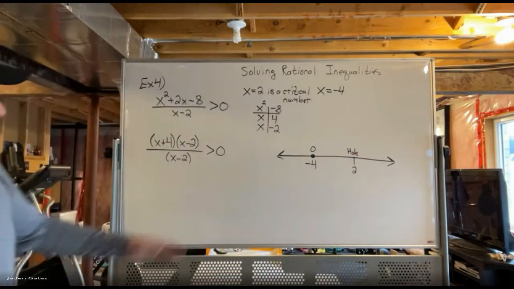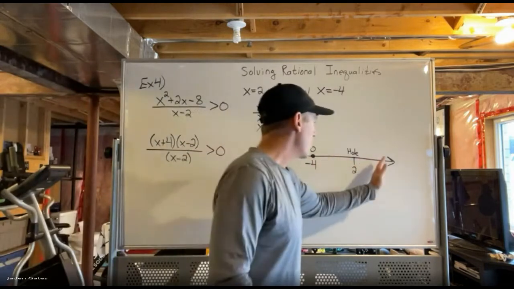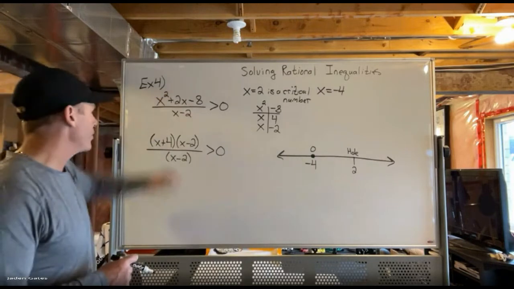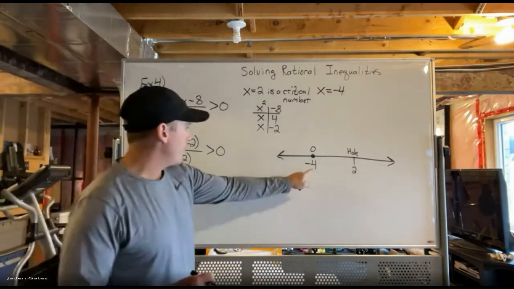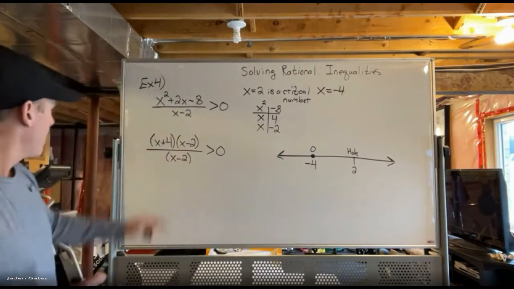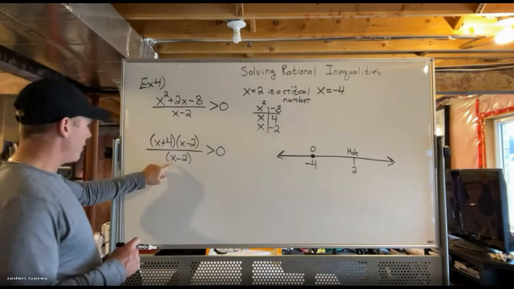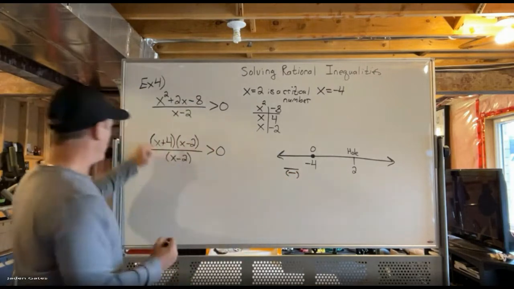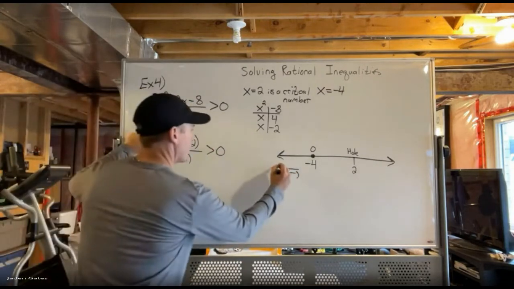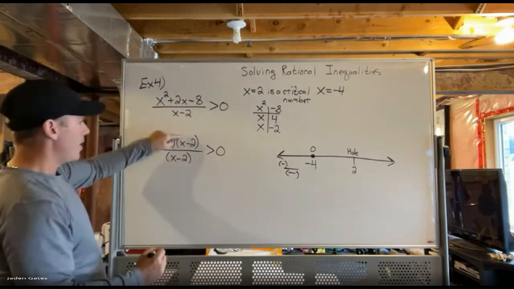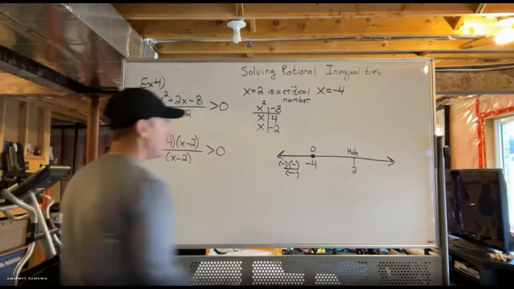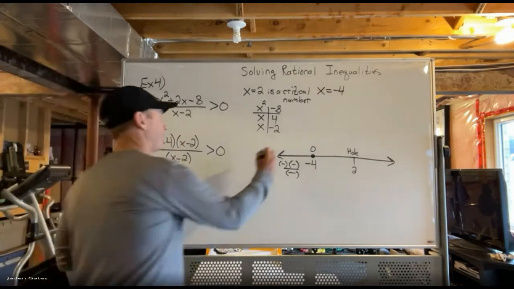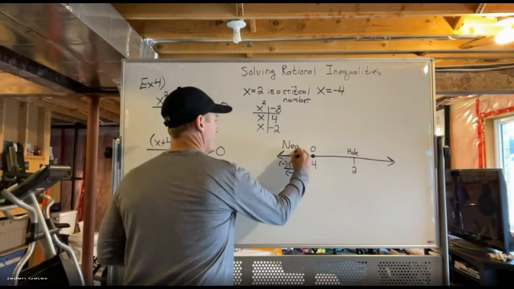All right, so we're going to have to check out 1, 2, 3 different intervals to see where our inequality is true. So we'll start off with a number left of negative 4. Let's see here, I'll put a negative 5 in here. The bottom will be negative. Negative 5 here makes that negative, and a negative 5 here makes that negative. Well, a negative times a negative is a positive, then divided by a negative gives me a negative.